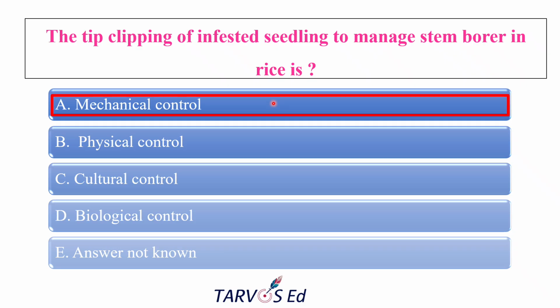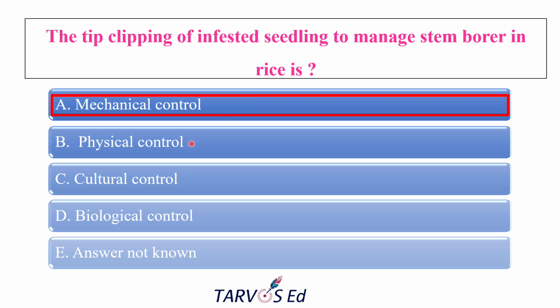Okay, so you physically remove the infested plant with your hand or tool. So no chemical is applied, no living organism is used, and no change in agronomic practices is usually done. So it is a direct and mechanical method.